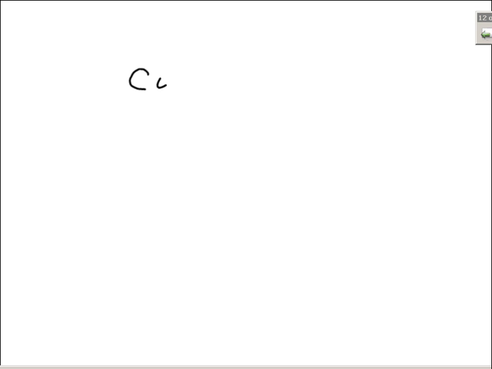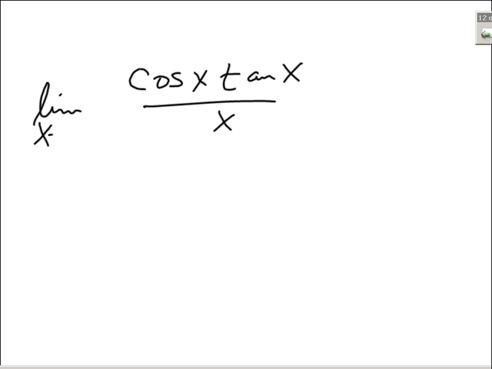Suppose you have cosine x times tangent x over x, and you want the limit as x goes to 0. Whenever you have a trig limit and you have x alone, get sine x above it. If x is in the bottom, get sine x above it. If x is on the top, get sine x below it. So what I'm going to do is just that.